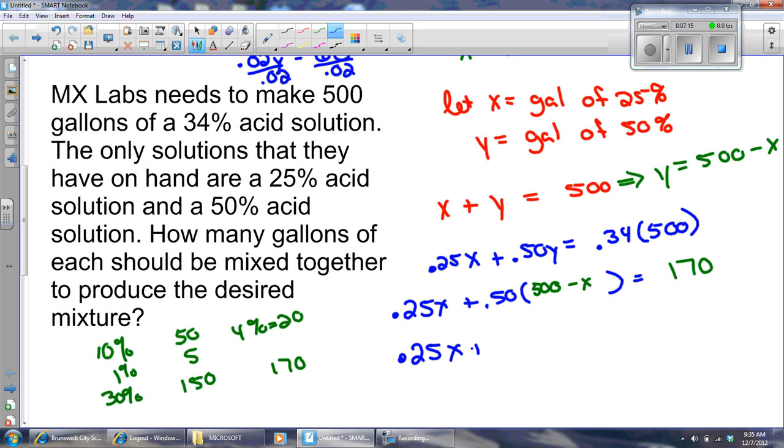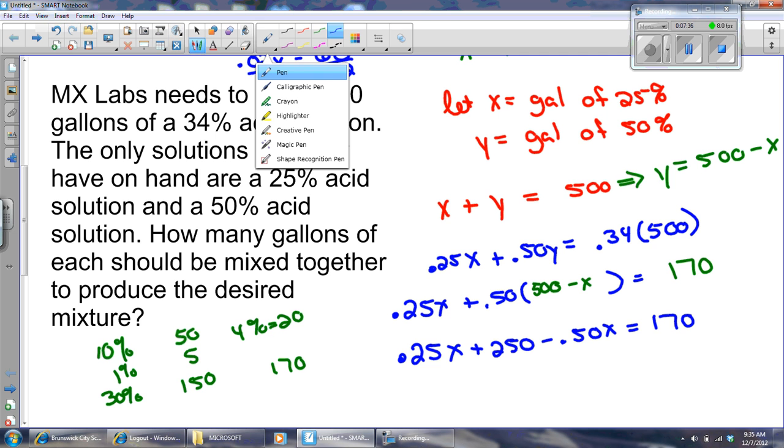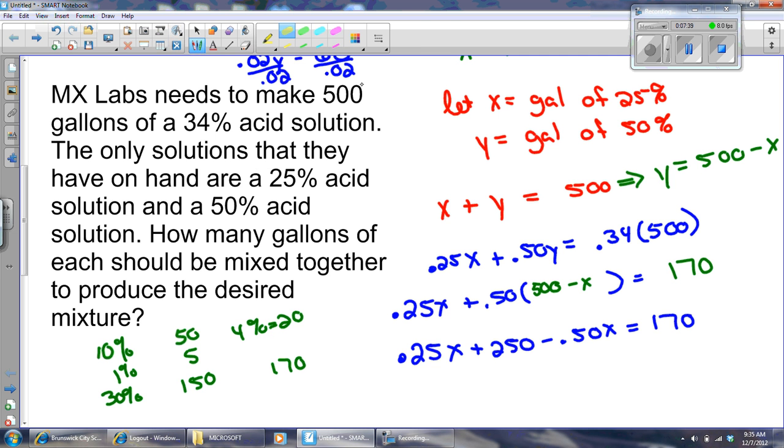Okay, I'm going to need half of 500, which would be 250, and then minus 0.50x. And that'll equal 170. I'm going to combine my like terms, which are, where are my highlighters? I don't know where my highlighters are anymore because they changed. There we go. So I've got this term here and this term here, which are like terms. At the same time, I can subtract 250 from both sides, right?